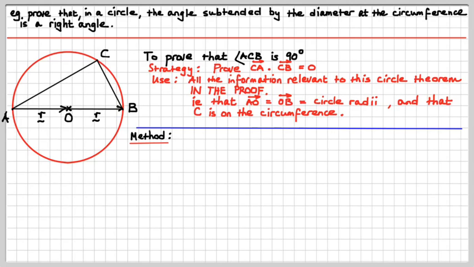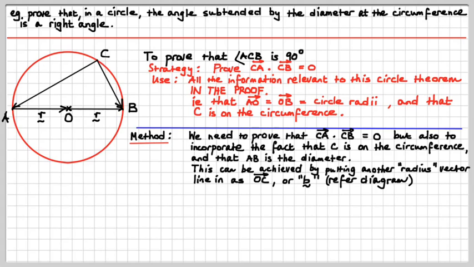Here's the method. We basically need to prove that, and I've put arrowheads on them for you here, vector CA dotted with vector CB equals 0. That's all I've got to do, guys. If I can do that, I'm laughing, right? Now, what have I written there? A big mouthful. But I've also got to incorporate the fact that C is on the circumference and that AB is the diameter. Yes, I've got to do that.